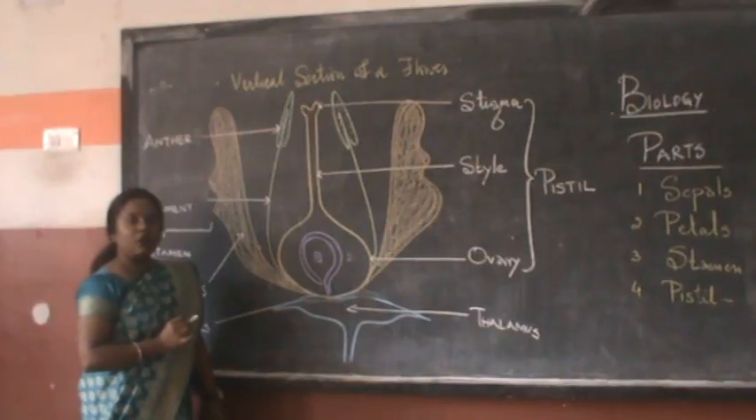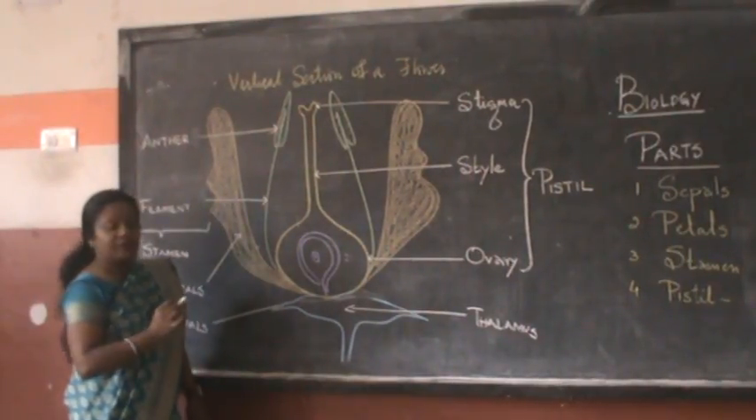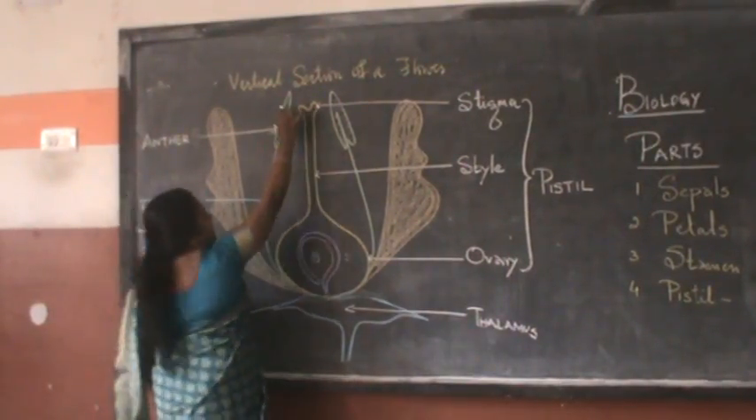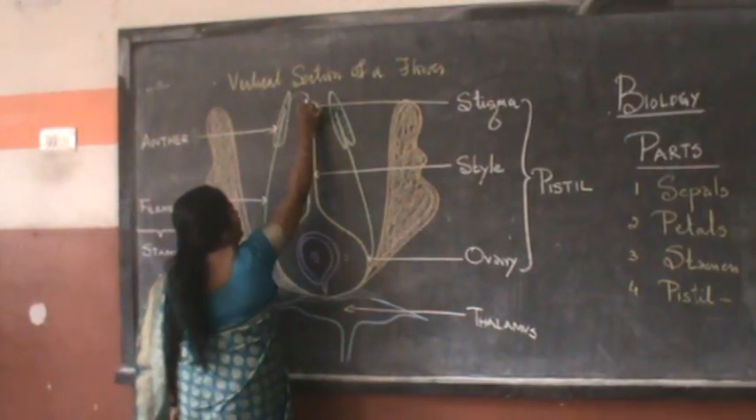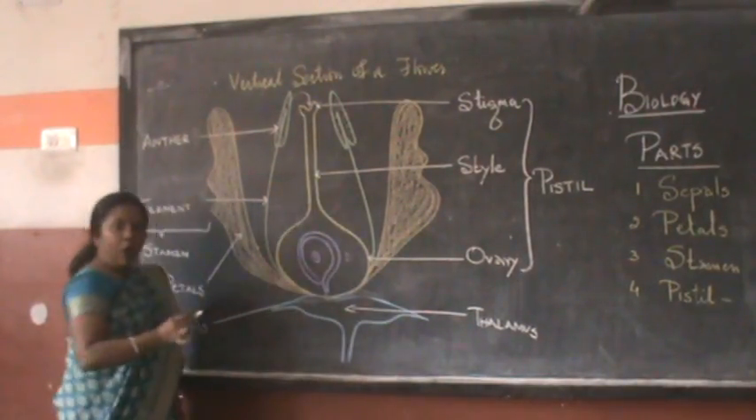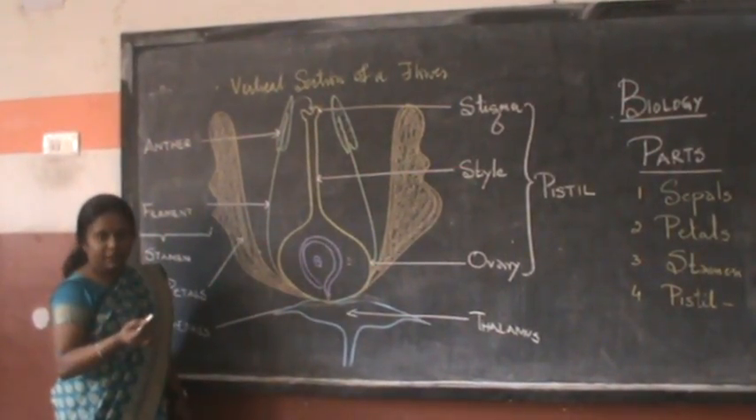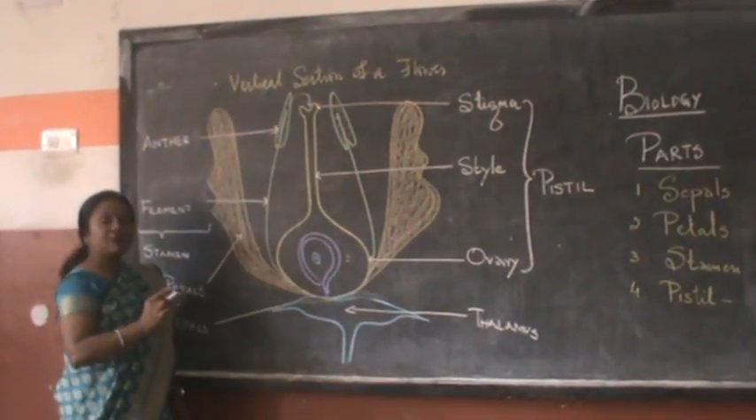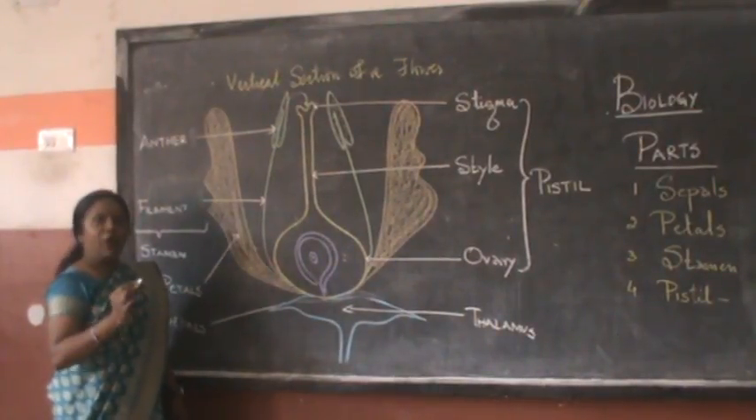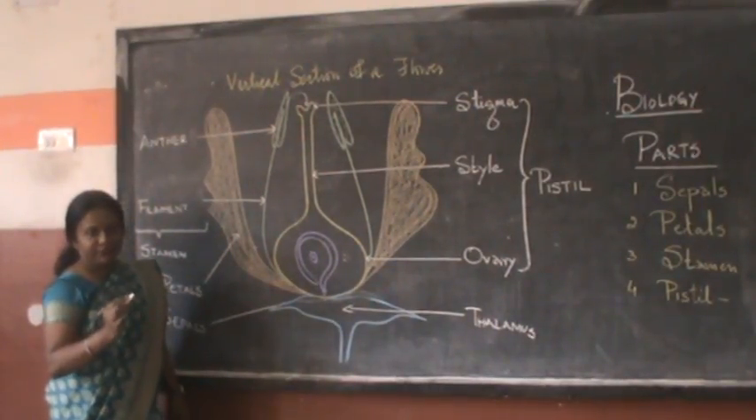You all have heard of pollination. Pollination means transfer of pollen grains from anther to stigma of a flower or from anther to stigma of a different flower. So accordingly, pollination can be self-pollination or it can be cross-pollination.